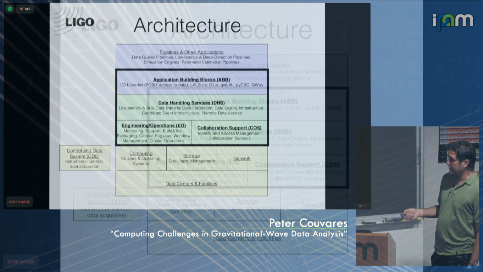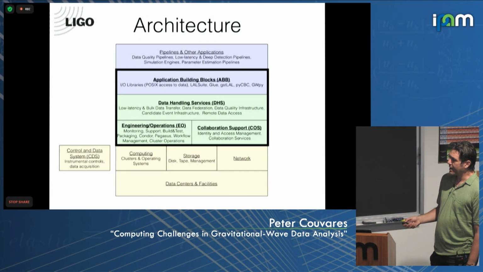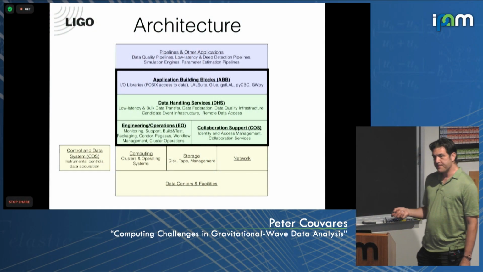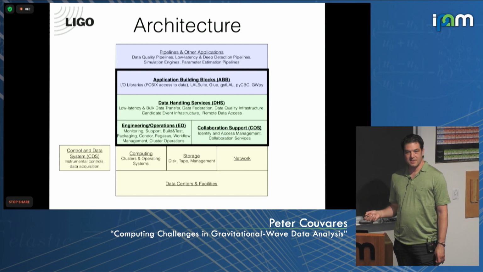Our data analysis computing architecture is this little diagram. We have the actual physical hardware, data centers, and facility. On top of that, actual clusters and operating systems, storage infrastructure, networks. On top of that, we have engineering and operations infrastructure, which is monitoring, support, automated build and test work, packaging, things like HTCondor, workflow management, higher level cluster automation. We have what's called collaboration support, which is very important to the science of LIGO and Virgo, but it's not data analysis computing. It's things like single sign-on for the 150 wikis we have.